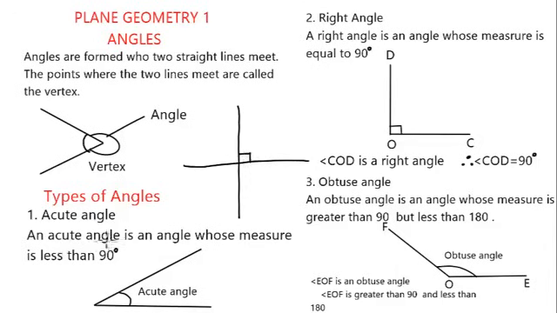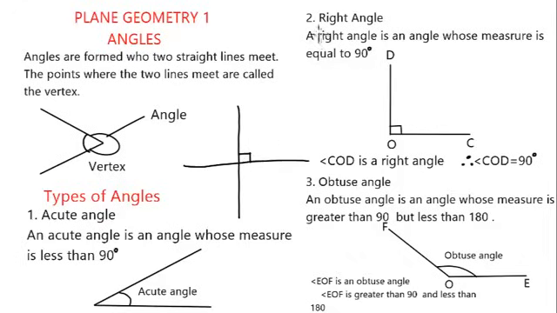An acute angle is an angle whose measure is less than 90 degrees. So it means that the angle can fall anywhere in this section. The angle can be from here, or from here, or from this angle, and they are all acute angles, because the measure here is not up to 90 degrees, it is less than 90 degrees.